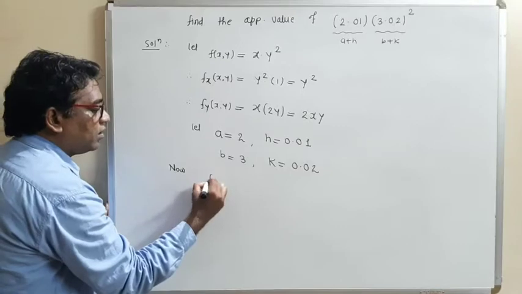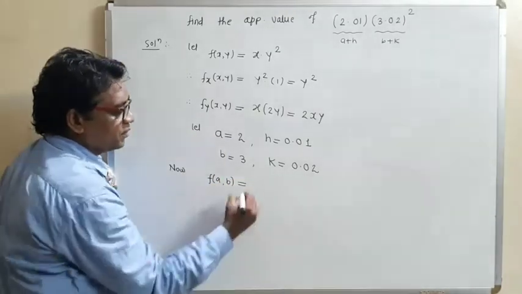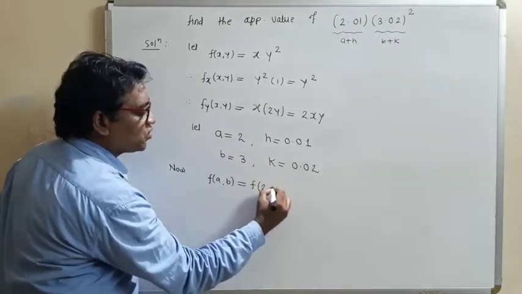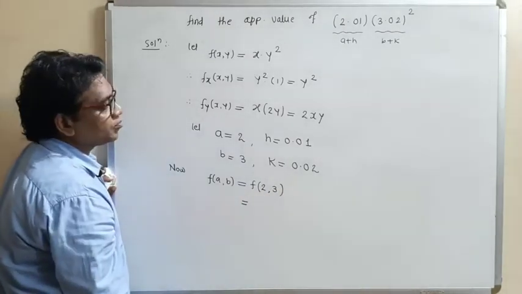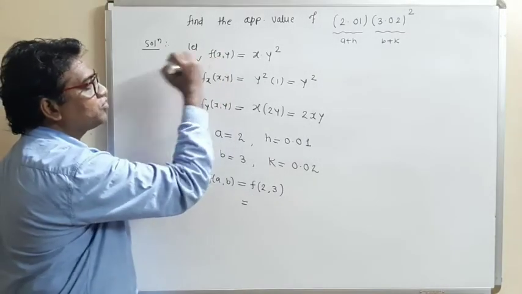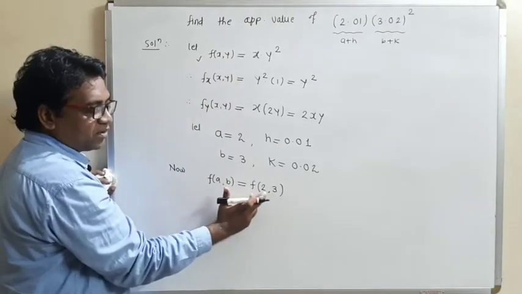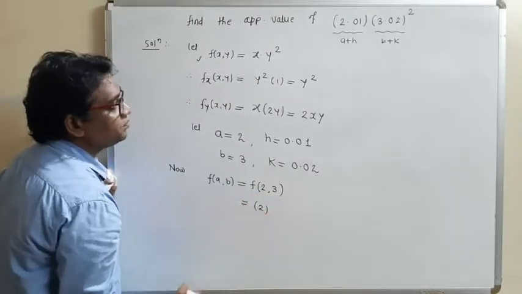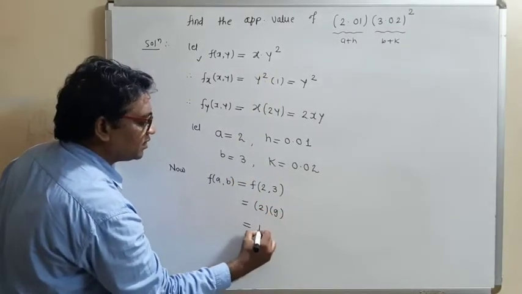Now this is the first functional value, f at ab, which is f at, now what is a? A is 2 and b is 3. So find this f of ab. f of ab means we have to use this function f. From function f, we want to find the value f of 2, 3. So put x equal to 2, so this is 2. Put y equal to 3, so 3 square is 9. So 2 into 9 is 18.